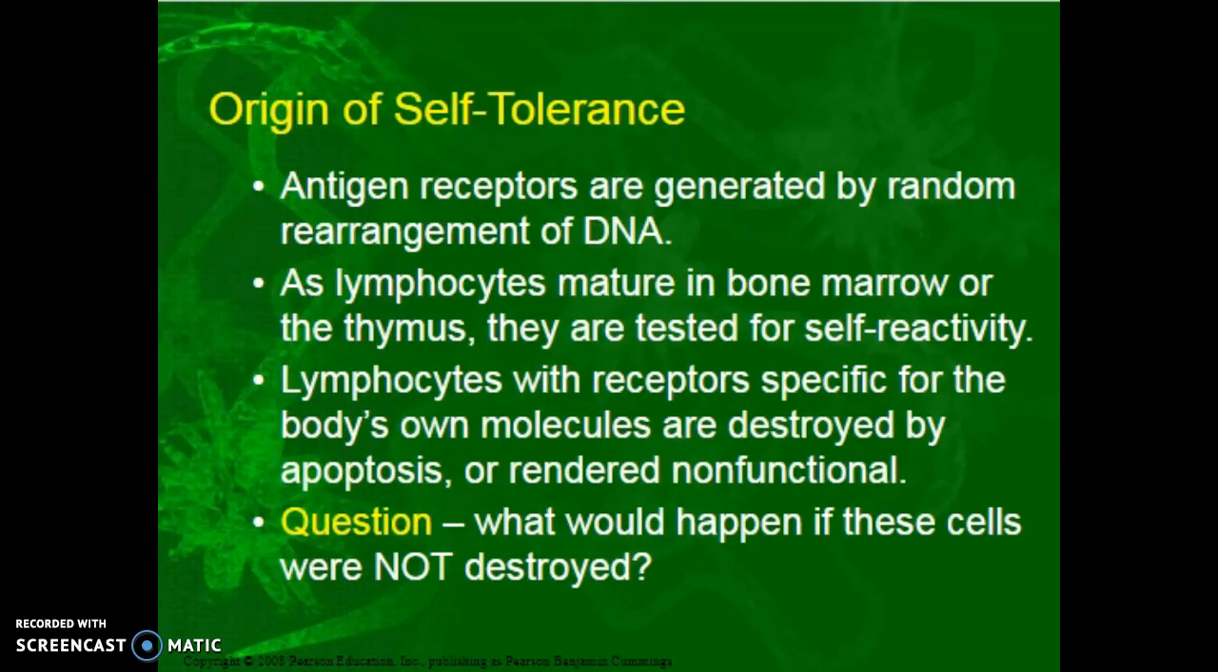So essentially, I've kind of been talking through this, but you should be asking yourself, how do we keep from having autoimmune disorders on everything? Well, antigen receptors are generated by random rearrangement of DNA. So we're randomly making these antigen receptors. As the lymphocytes mature, they are tested for self-reactivity. If they hit on our own cells, we just destroy them immediately through apoptosis, or we just turn them off. We can do that as well and just keep the packaging. If they weren't destroyed, we would all essentially have autoimmune disorders all the time.